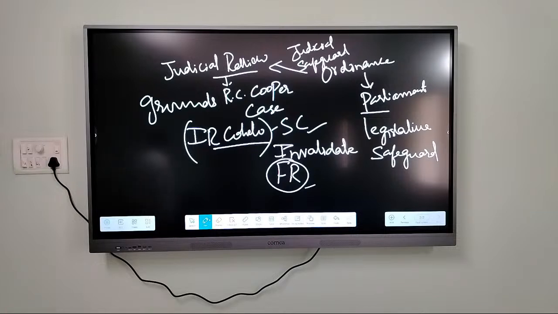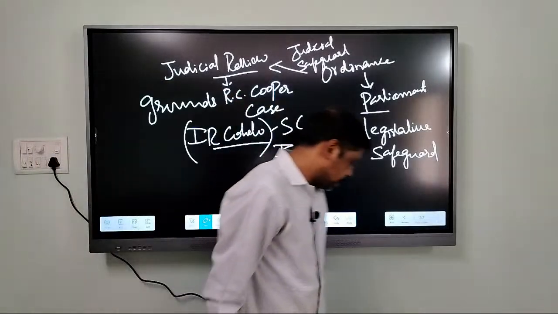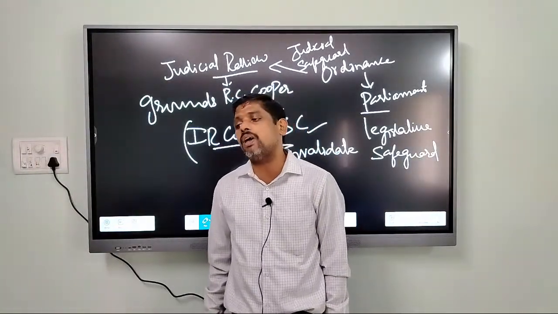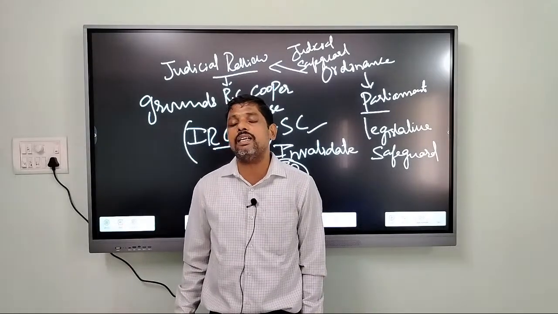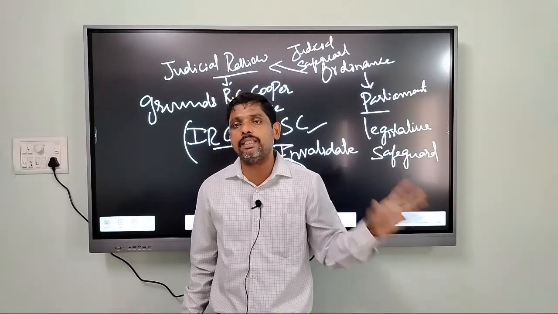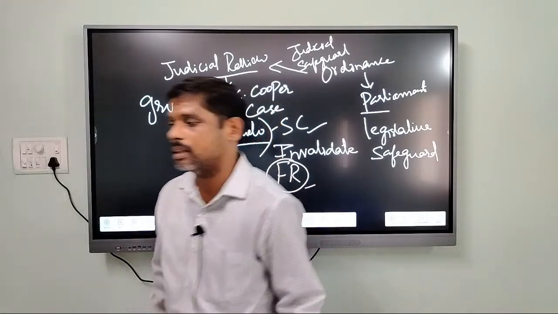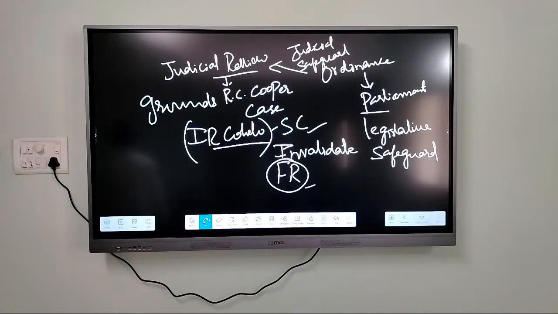Am I clear? So no confidence motions can be introduced if an ordinance is defeated, and along with the ordinance, if any other important bill is defeated. Am I clear to you, Ramakrishna? Whether your doubt got cleared? Just give me the response.